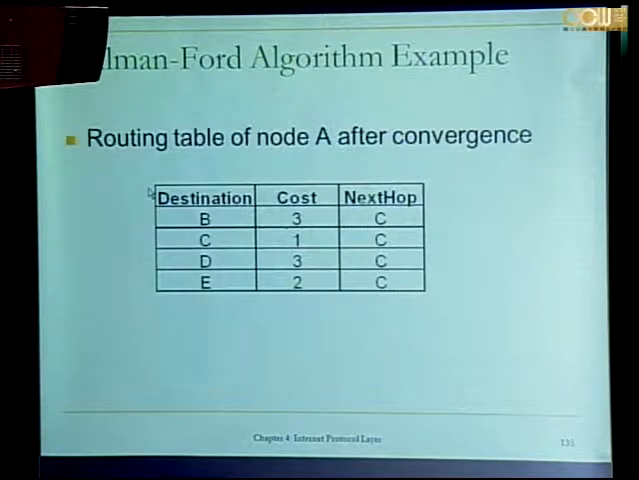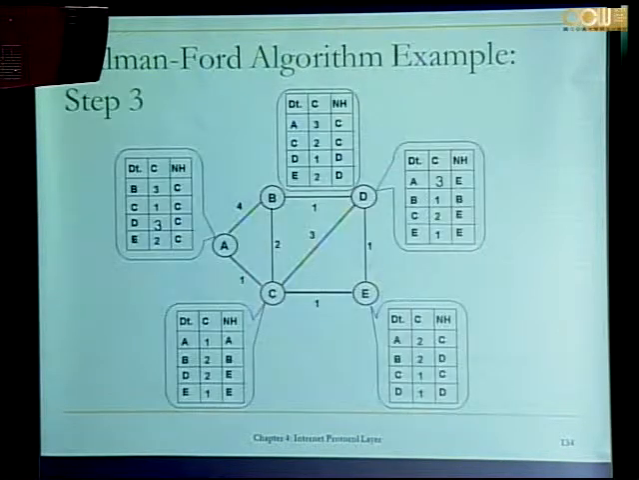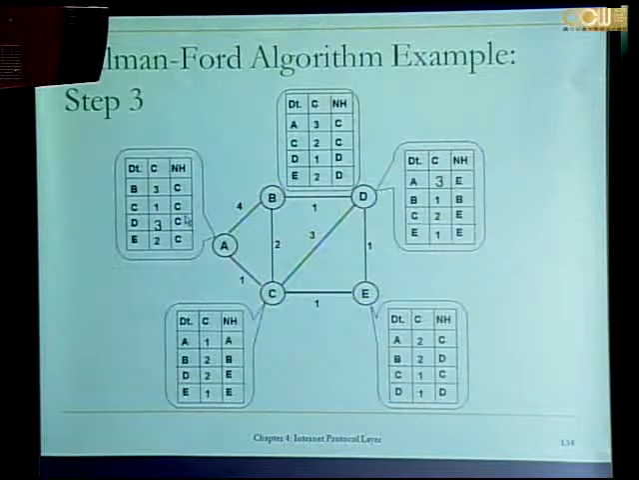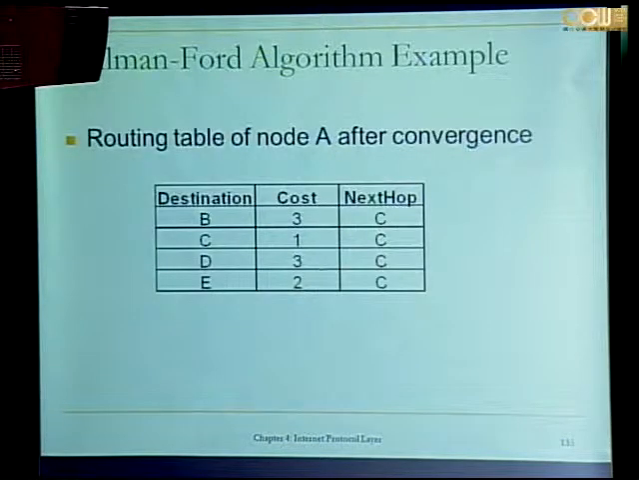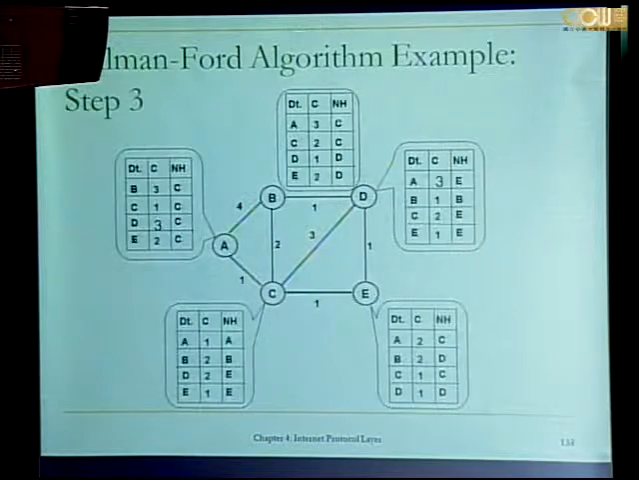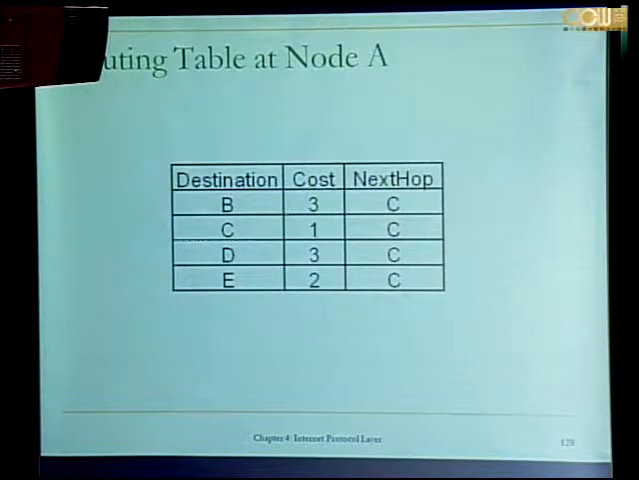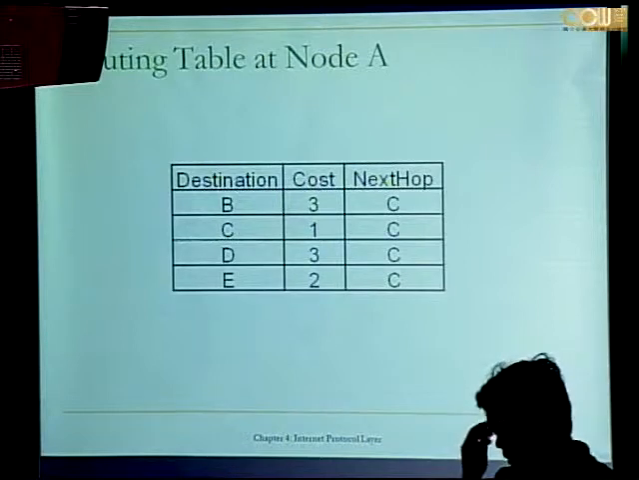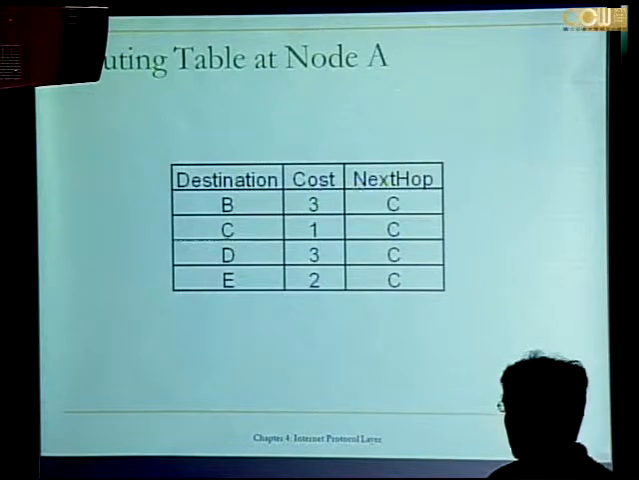And eventually I got this, and this is my routing table. See, this is exactly the same as this. So I still compute my routing table, I got this, and this is the same as this. So either through Bellman-Ford or Dijkstra, it should get the same result for the same network. But the way they compute this is totally different.